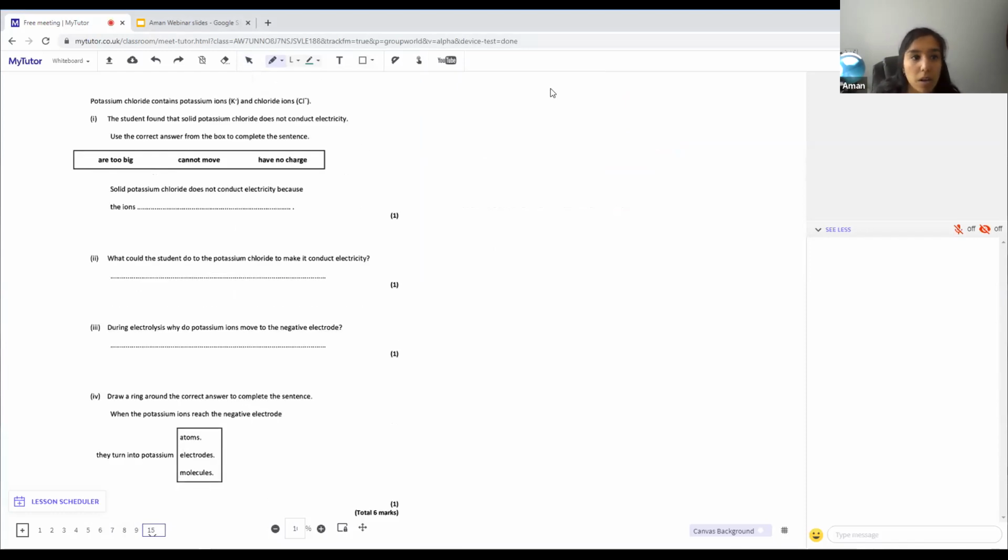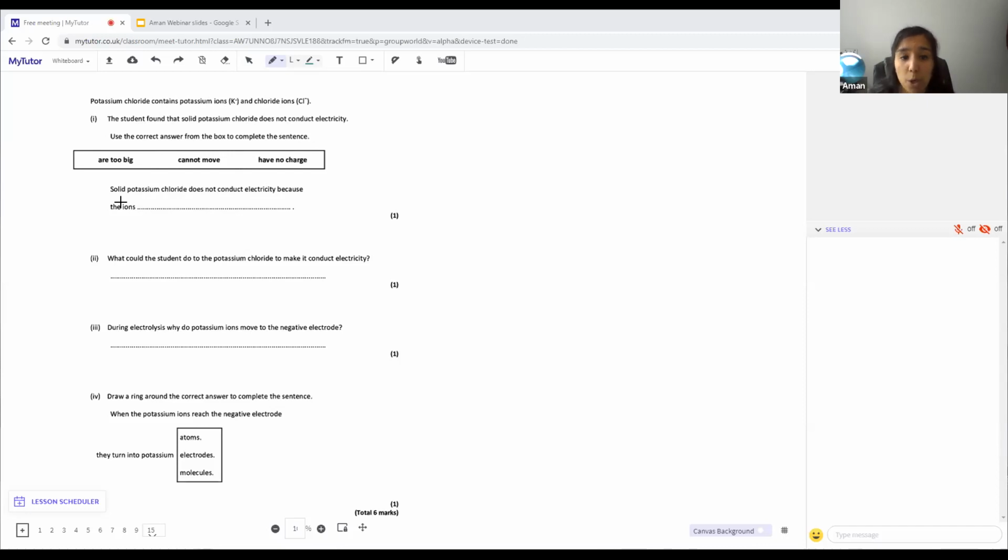Yep, combustion is irrelevant, well done. So potassium chloride contains potassium and chloride ions. The student found that solid potassium chloride does not conduct electricity. Use the correct answer from the box to complete this sentence. Solid potassium chloride does not conduct electricity because the ions what?